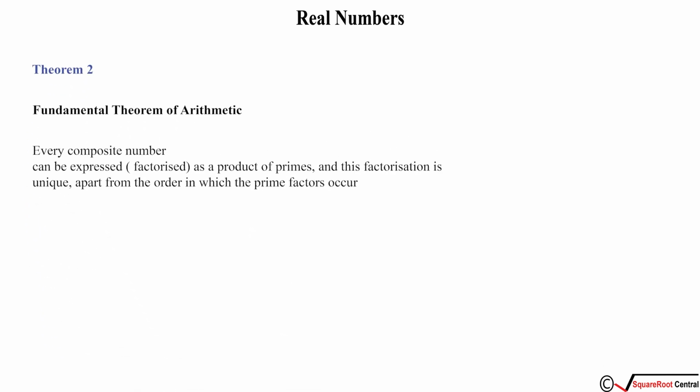In this video, we will be looking at the second of the 7 theorems pertaining to real numbers. As you can see on the screen, theorem 2 of real numbers states that every composite number can be expressed or factorized as a product of primes, and this factorization is unique, apart from the order in which the prime factors occur. That is, 2 and 3 are unique. If you write 2 multiplied by 3 or 3 multiplied by 2, both are 6. Now this here is the fundamental theorem of arithmetic.